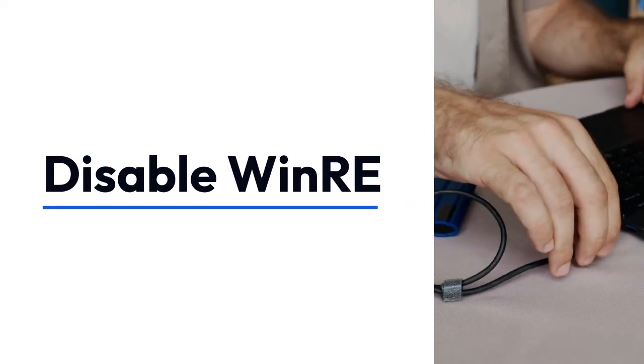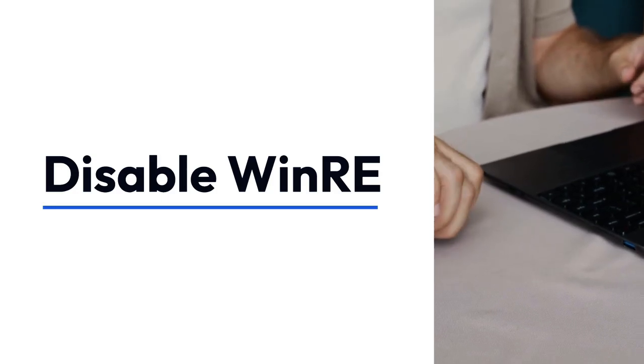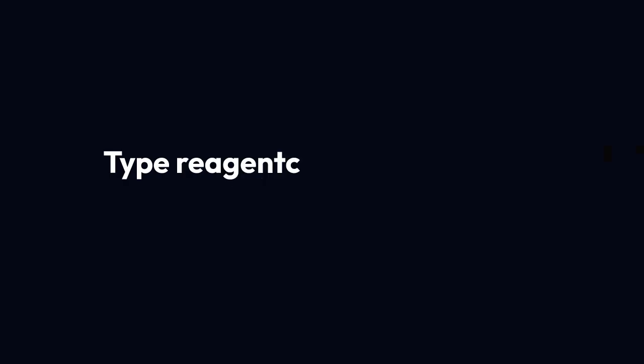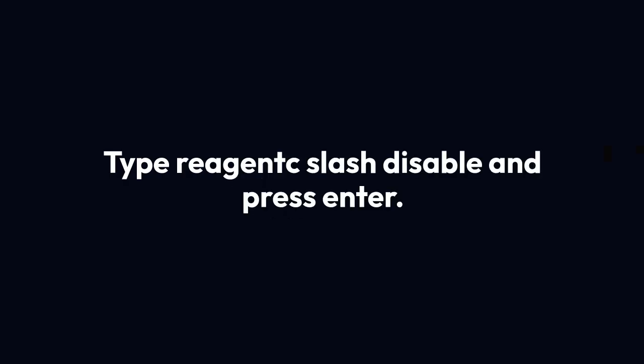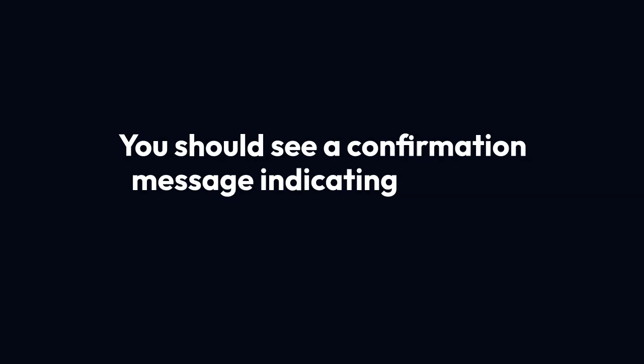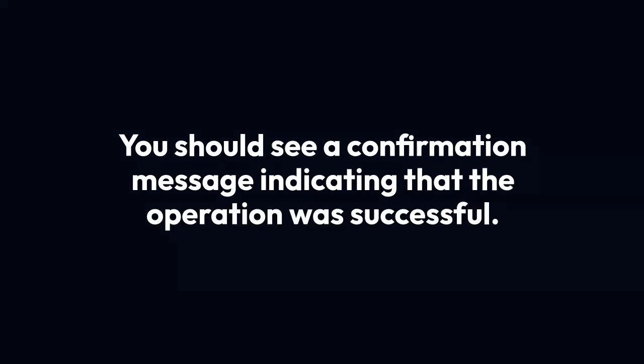Next, we must disable WinRE before making any changes to its partition. Type reagentc /disable and press Enter. You should see a confirmation message indicating that the operation was successful.